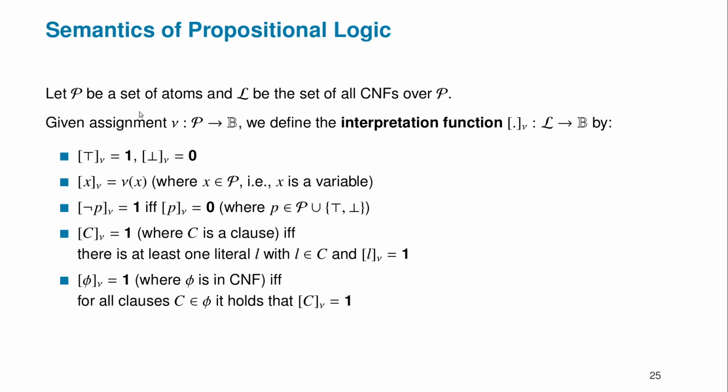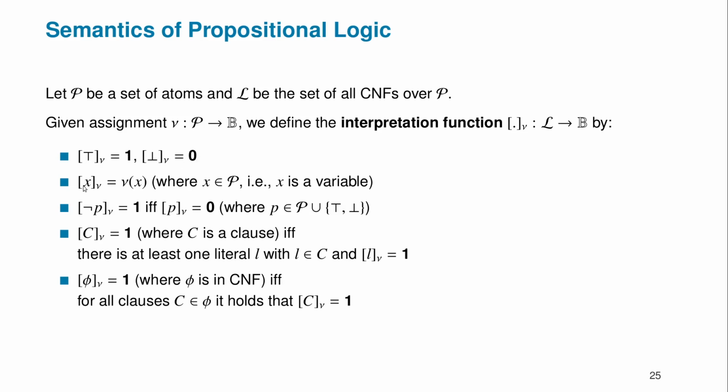So let P be the set of atomic variables, of the propositional variables, and let L be the set of all formulas that can be constructed from those variables. Then we are given an assignment, such a function, and we want to know which value the formula takes under this assignment. Therefore we introduce an interpretation function which is parameterized by this assignment and which maps a formula to a Boolean value. If the formula we are considering is top, then the value under this given assignment is 1. If the formula is bottom, then it's obviously 0.